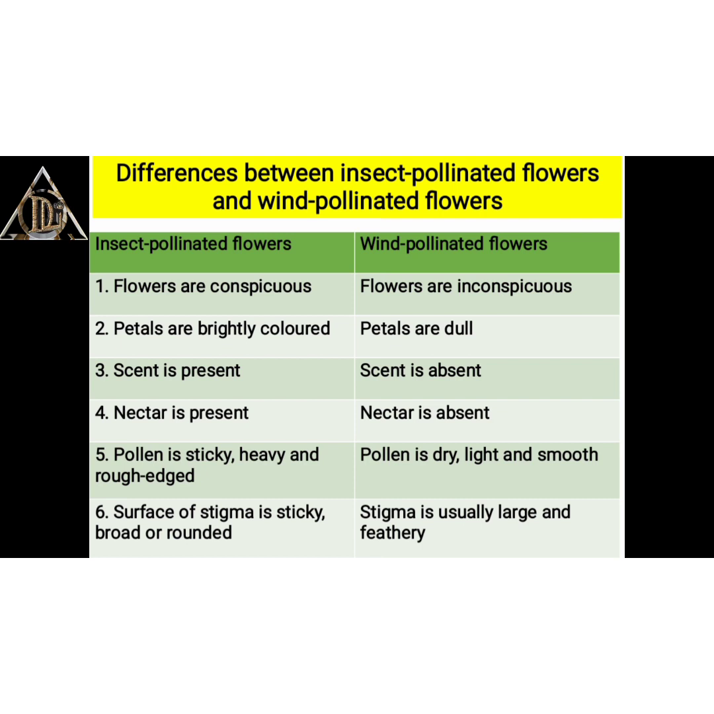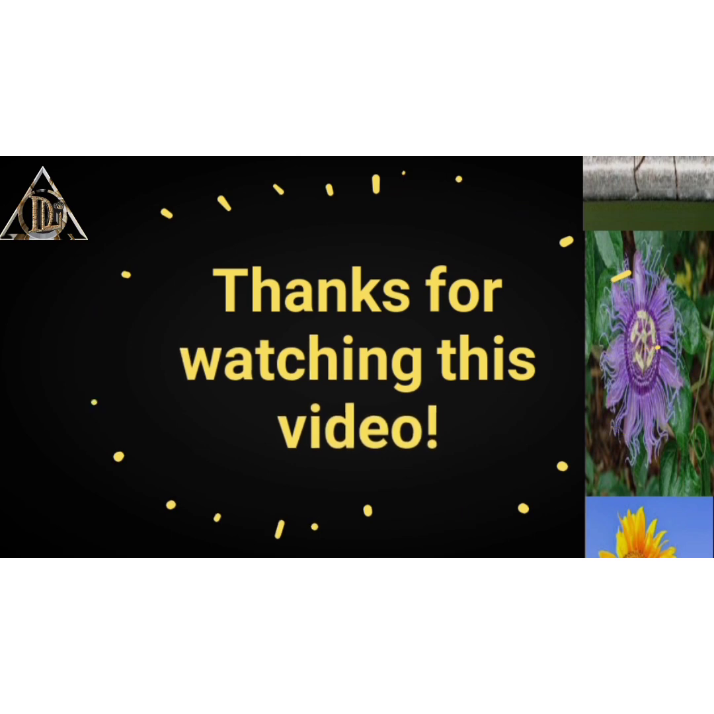Number 5, pollen in insect-pollinated flowers are usually sticky, heavy, and rough-edged, while in wind-pollinated flowers, pollens are usually dry, light, and smooth. Number 6, the surface of stigma is sticky, broad, or rounded in insect-pollinated flowers, while in wind-pollinated flowers, stigma is usually large and feathery.